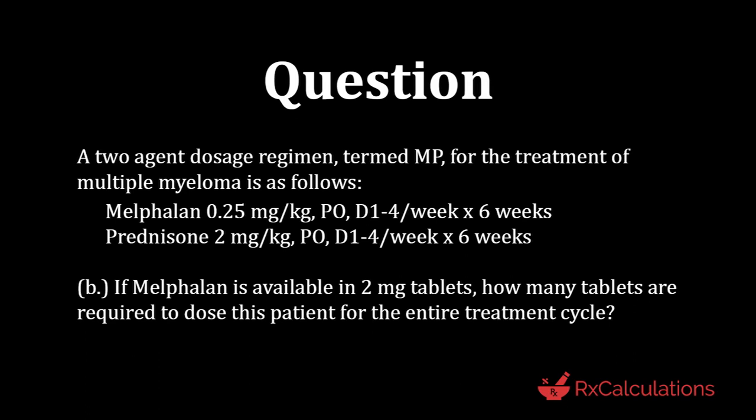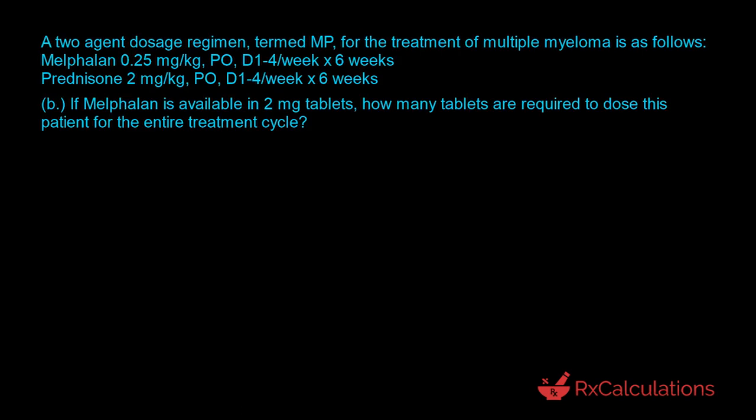So for B, the question is saying if melphalan is available in 2 milligram tablets, how many tablets are required to dose this patient for the entire treatment cycle? So here we are interested in the total quantity of medication to dispense, which is the number of tablets, and the entire treatment cycle is for 6 weeks. So from part A, we calculated that the patient, based on their weight, would need 75 milligrams per week. And so here, we know the entire treatment cycle is for 6 weeks.